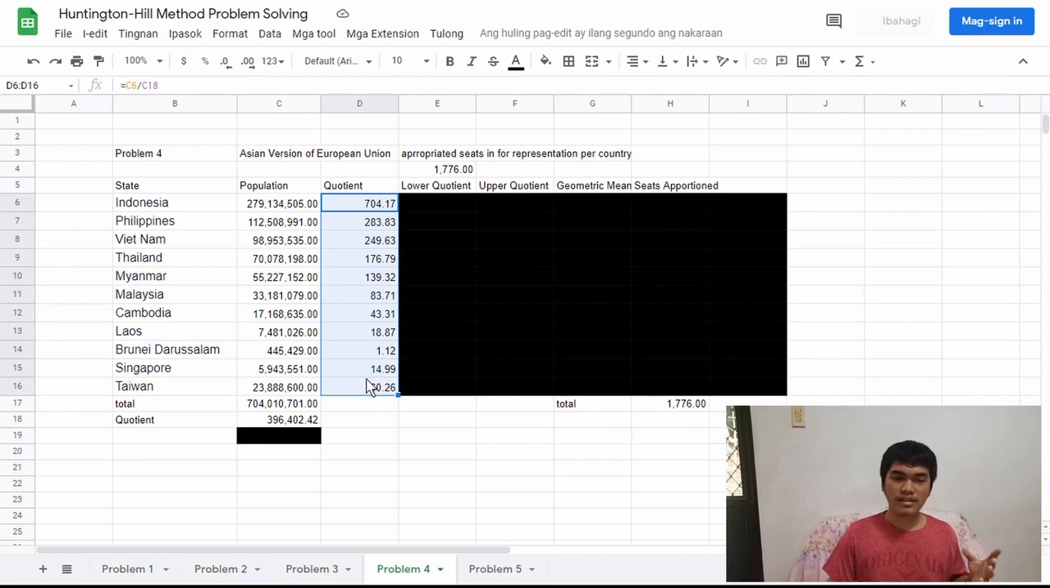Singapore got 14.99, and Taiwan got 60.26. So we'll get the upper quotient and lower quotient, same old process, round down and round up.